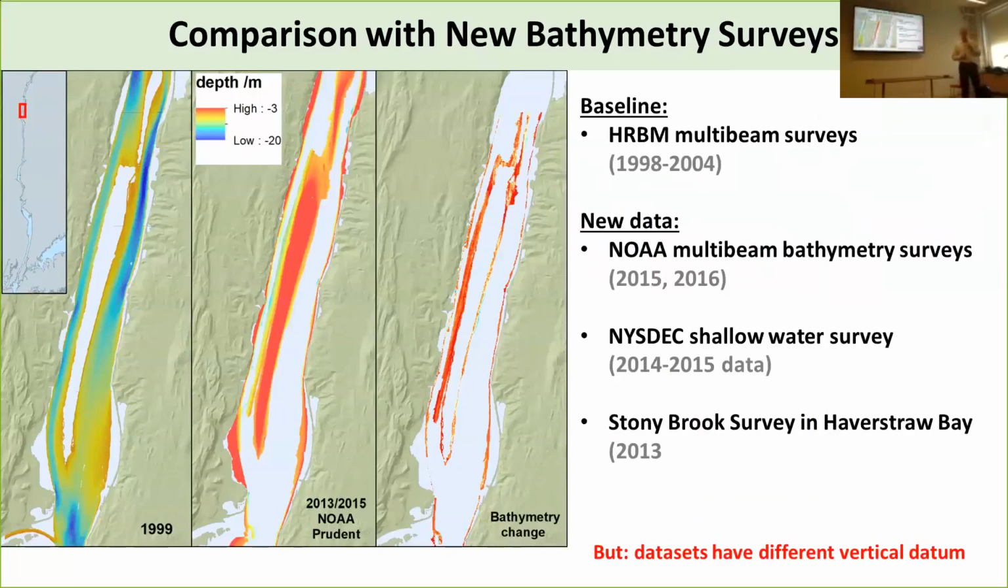NOAA was actually doing this survey because there were reports from the pilots in the Hudson River that there were some significant changes in some parts of sediment bars and things upriver. There was one barge running aground at one point, so they really wanted NOAA to reinvestigate after Irene and Sandy.